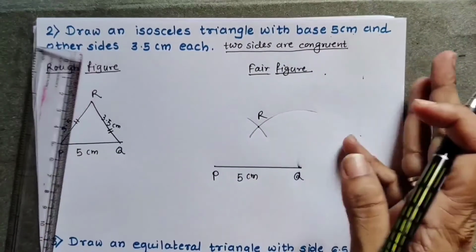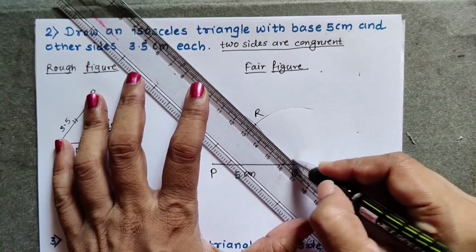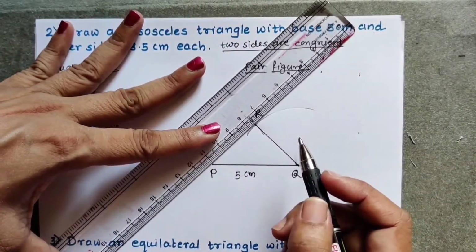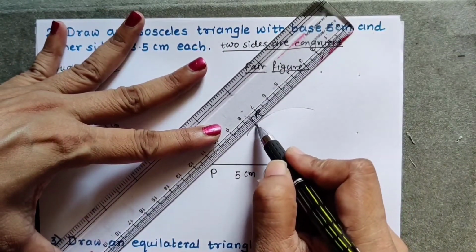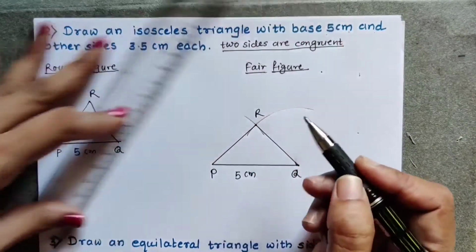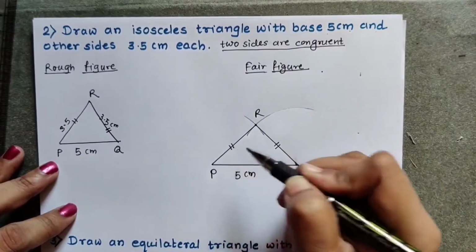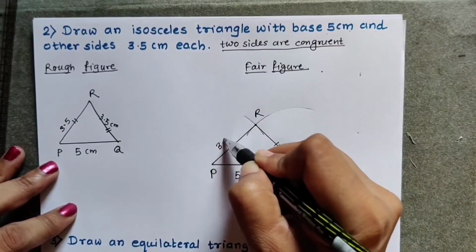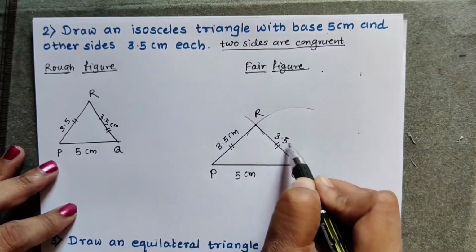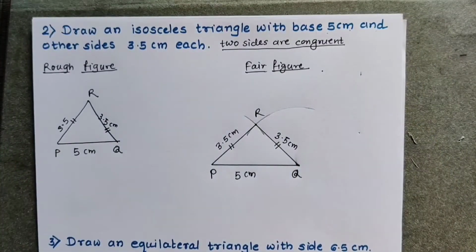This is point R. We can join QR and we can join PR also. Join it carefully. Now these two sides are congruent and we can show it by the same symbol. We have to write their measurements also, 3.5 cm, 3.5 cm each. In this way we have to draw an isosceles triangle.